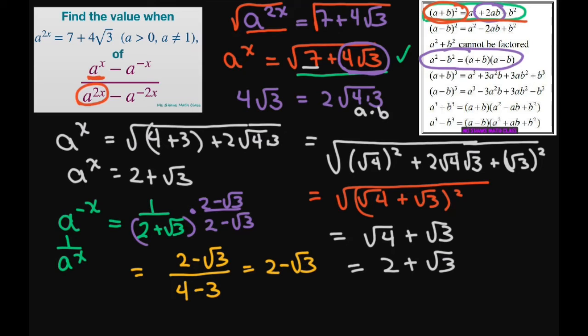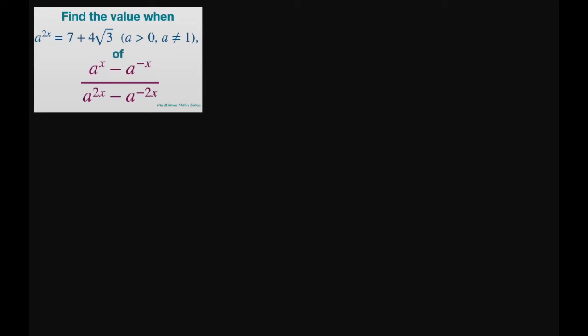So a^(-x) is just going to equal 2 minus square root of 3. Now, basically, I have everything. I have a^(-x), I have a^x, and I already have a^(2x). So let's fix this up, and using my substitution, I'm going to write this as a^x minus a^(-x), divided by, and I'm going to write this as (a^x) squared minus (a^(-x)) squared.